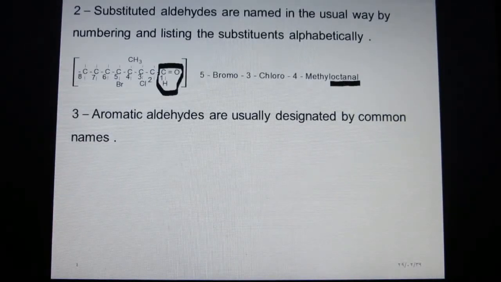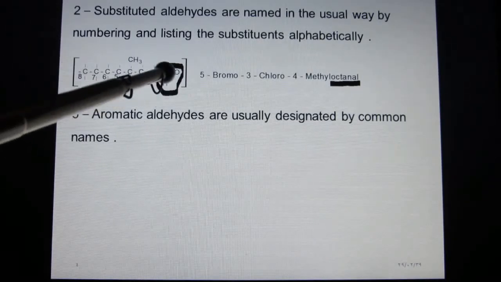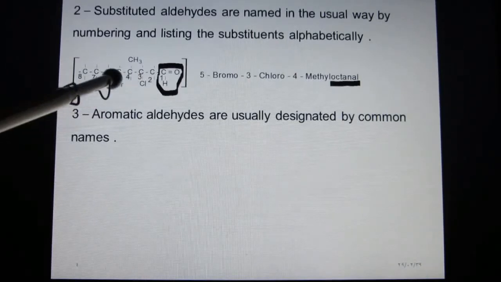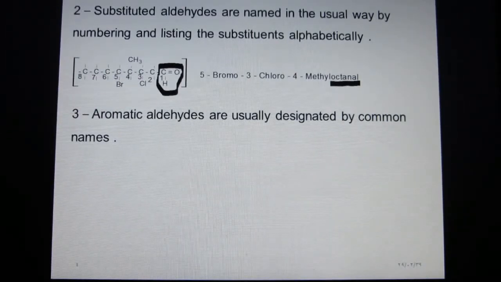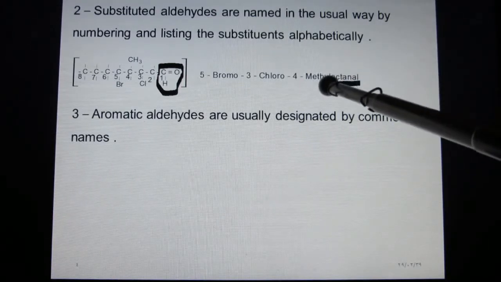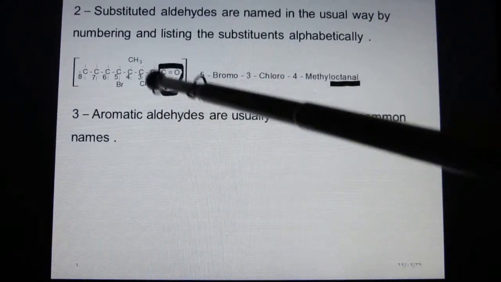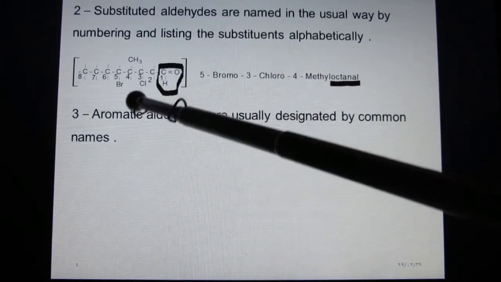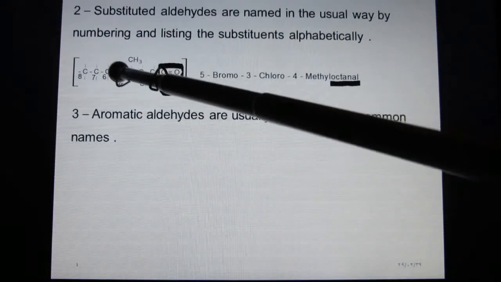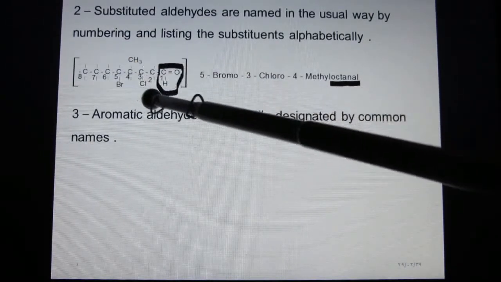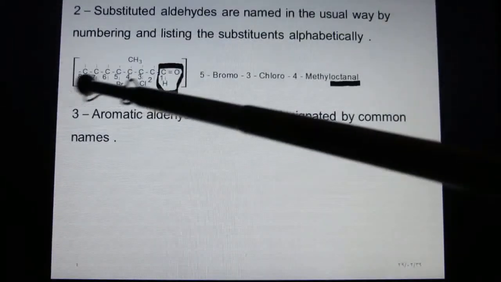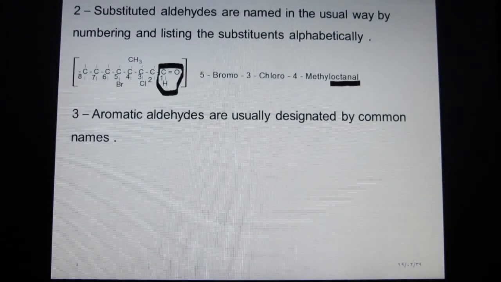Substituted aldehydes are named in the usual way by numbering and listing the substituents alphabetically. Look at this chain. First we have 1, 2, 3, 4, 5, 6, 7, 8. What is the name of 8 carbon atoms in an alkane chain? It is called octane, but here we call it octanal because we have an aldehydic group. Carbon number 1 here is the aldehydic group, so we don't put number 1. Now we have at number 3 a methyl group, at number 4 a chloride group, at number 4 a methyl group, at number 5 a bromide group.